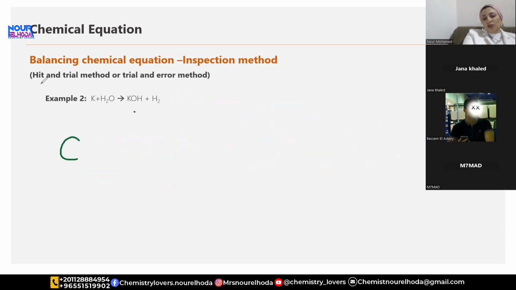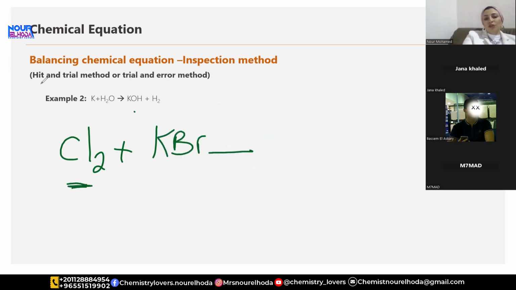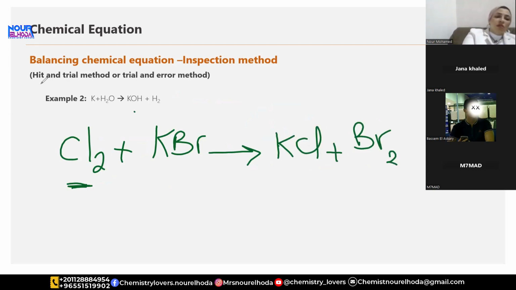Let's do one more. Cl2 with KBr. Again, you see here, we wrote it diatomic because it's alone. Then it's going to give you KCl plus Br2. So what should I do? You see here, bromine, and here chlorine. That's why I wrote 2.